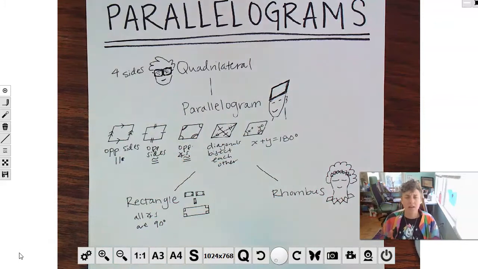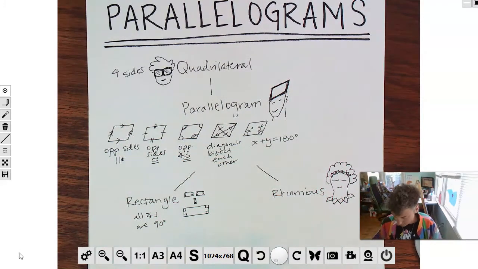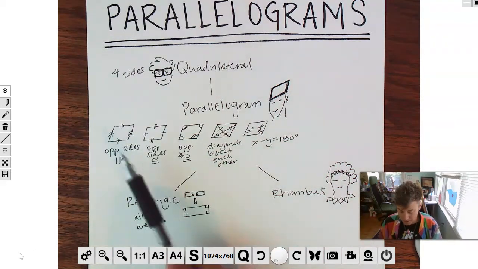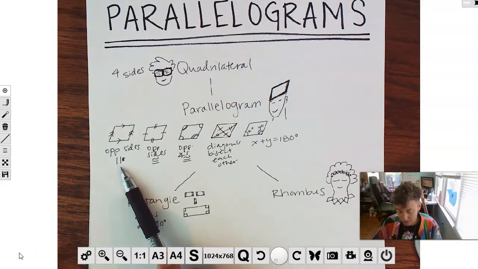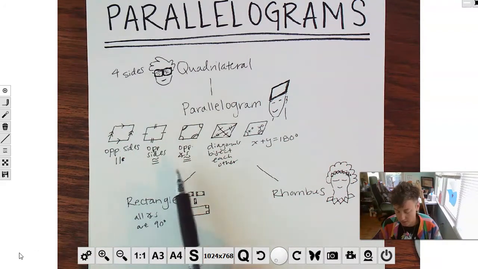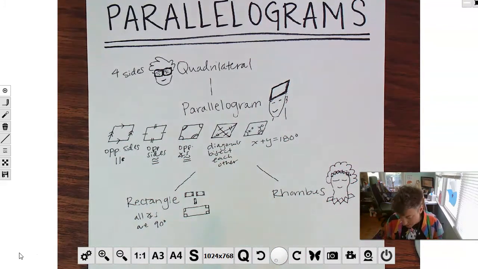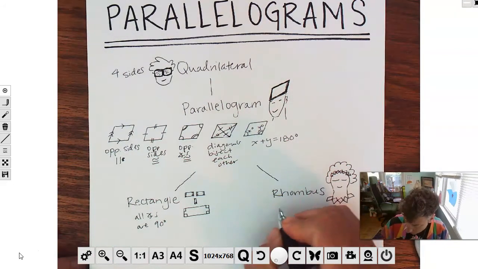Now, Rhonda the Rhombus, a little different. Rhonda the Rhombus, however, has 4 sides. Opposite sides are parallel, opposite sides are congruent, opposite angles are congruent, diagonals that bisect each other, and consecutive angles that are supplementary. In addition to that, all of the sides of a rhombus are congruent.